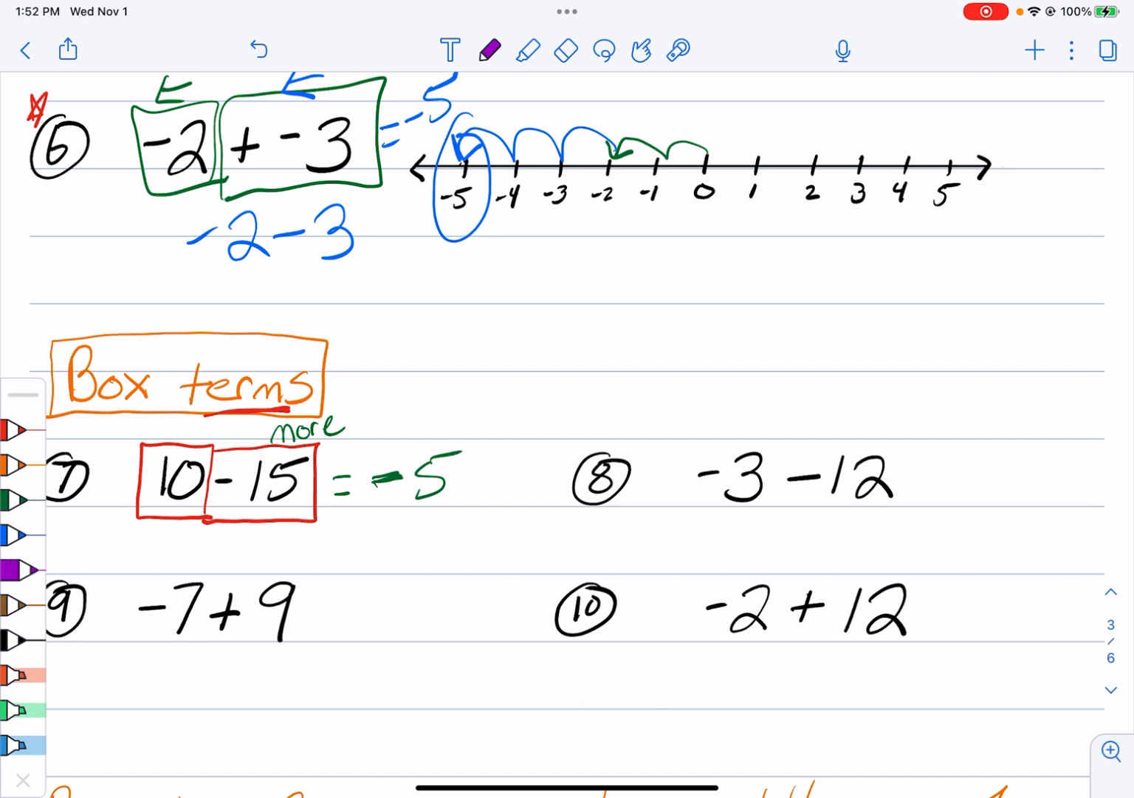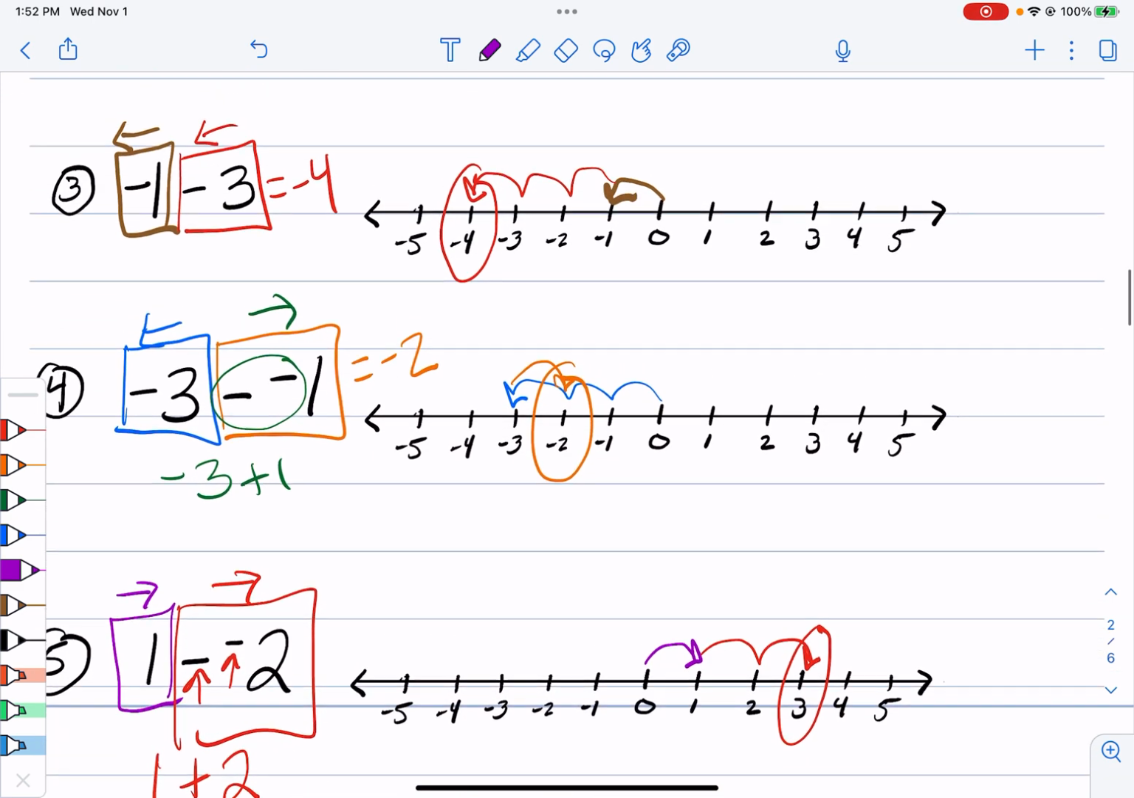Okay, problem number 8. So let's box our terms. -3 and -12. So if I think of my number line, I would go to the left 3 and to the left 12. Well, those seem to be working together. They're going in the same direction. So let's see if one up here went in the same direction.